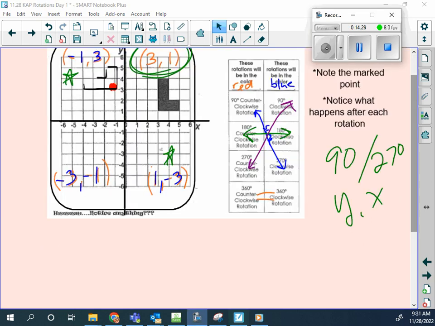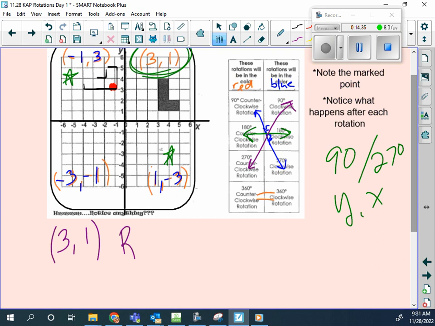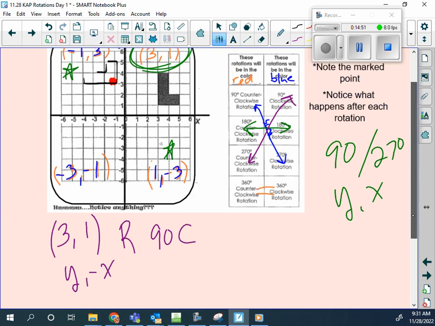So first I have a video. But using this card method, I'm going to take my point 3, -1 and let's rotate it 90 degrees clockwise. So use your little cards and go 90 degrees clockwise. So the rule ends up being what? (y, -x). So let's see what this actually means so we can actually apply it.